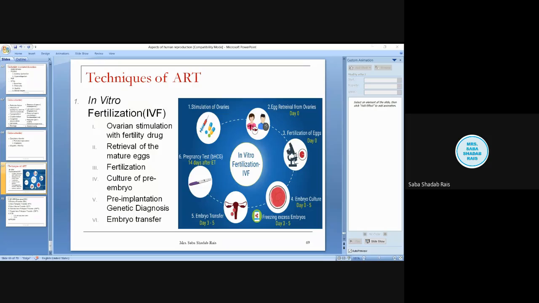The next technique is ICSI, that is intracytoplasmic sperm injection, with ejaculated sperm, and it may be from TESE. Now see, intracytoplasmic sperm injection is the treatment for male infertility. In this particular case, the male's ejaculated sperm are used. This technique was introduced in the year 1992 for the first time.